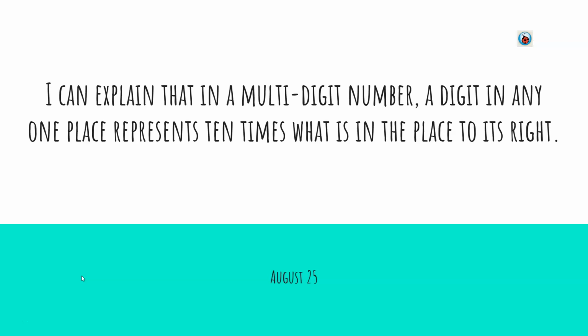For the week, that is, I can explain that in a multi-digit number, a digit in any one place represents 10 times what is in the place to its right. Now, we watched a great video yesterday, which really modeled how you can see this with base 10 blocks, and how as you move to the left, you are multiplying the value of each digit by 10 as you go through the different place values. We also did a new activating strategy yesterday called Would You Rather, and we are going to do another one today. I am about to turn to that slide, and then we will get started.